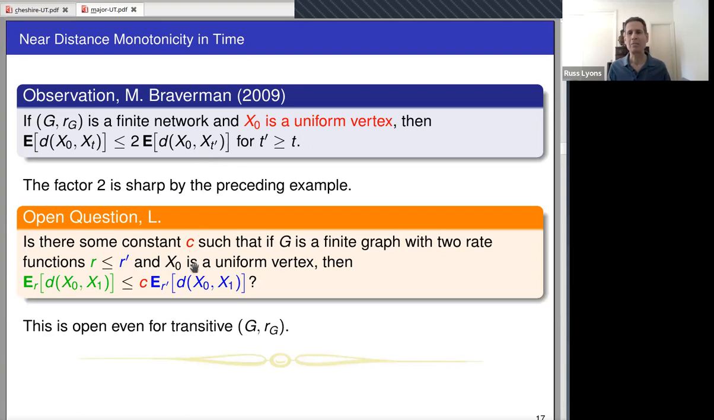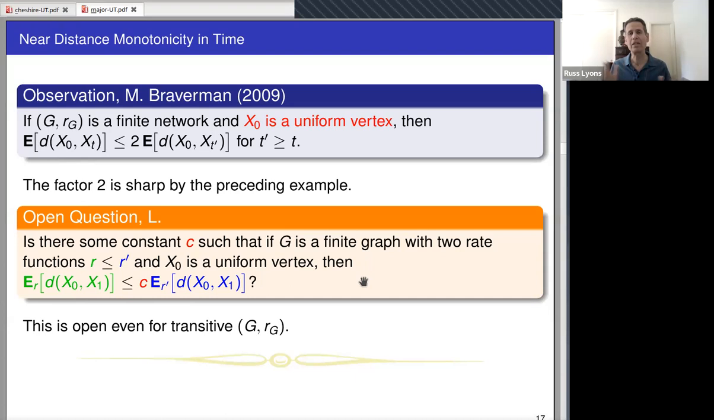We can't ask for exact monotonicity, but near monotonicity. If I have any finite graph with 2 rate functions and a uniform vertex, and now instead of changing time, I say fixed time to be 1, but I change the rates. Do I have monotonicity up to some universal constant?